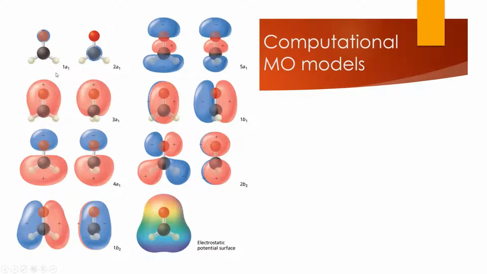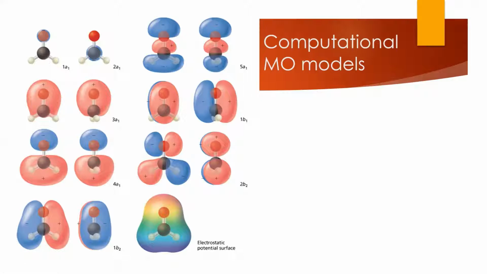The numbers are talking about increasing energy. So the 1a1 orbital is lower in energy than the 2a1 orbital, which is lower in energy than the 3a1 orbital, and so forth. So once we come here to the 1b2 orbital, that's the next highest energy orbital, but it has a different type of symmetry than these a1 orbitals. It has a b2 type of symmetry, and it's the first one of its kind, so it gets a 1b2. That's what this nomenclature comes from.